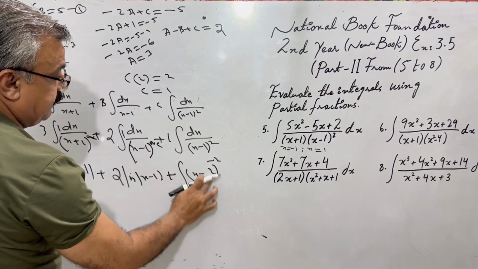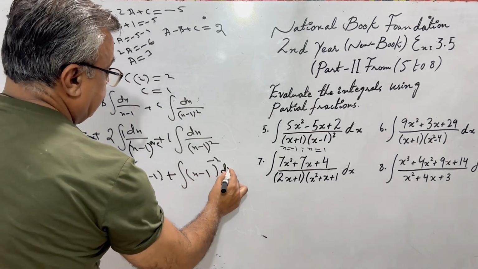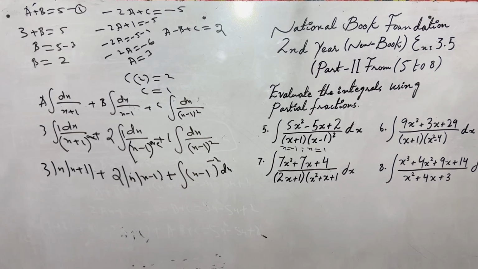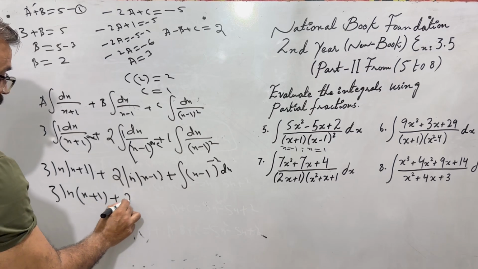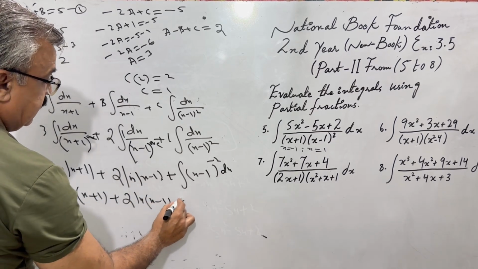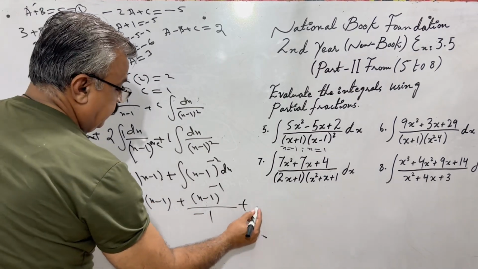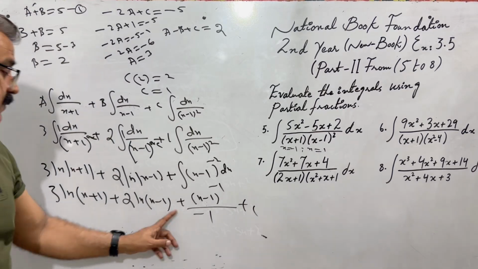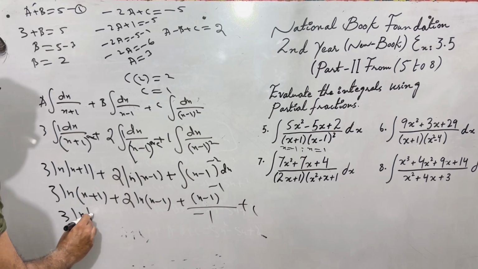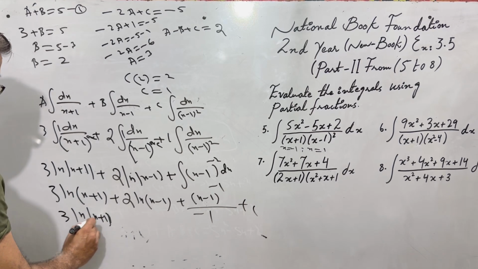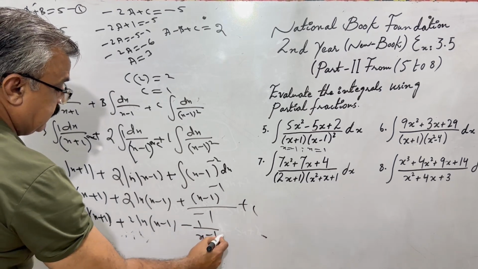Shift the function in the numerator and add 1 into the power. x minus 1 whole square, minus 2, it will become minus 1, divided with the same. 3 times ln x plus 1 plus 2 times ln x minus 1. Adding 1 into the power, it will become minus 1. Settling the signs, positive, negative, positive, turn the exponent from negative to positive. I have this: 3 times ln x plus 1, plus 2 times ln x minus 1, plus 1 over x minus 1, plus c.